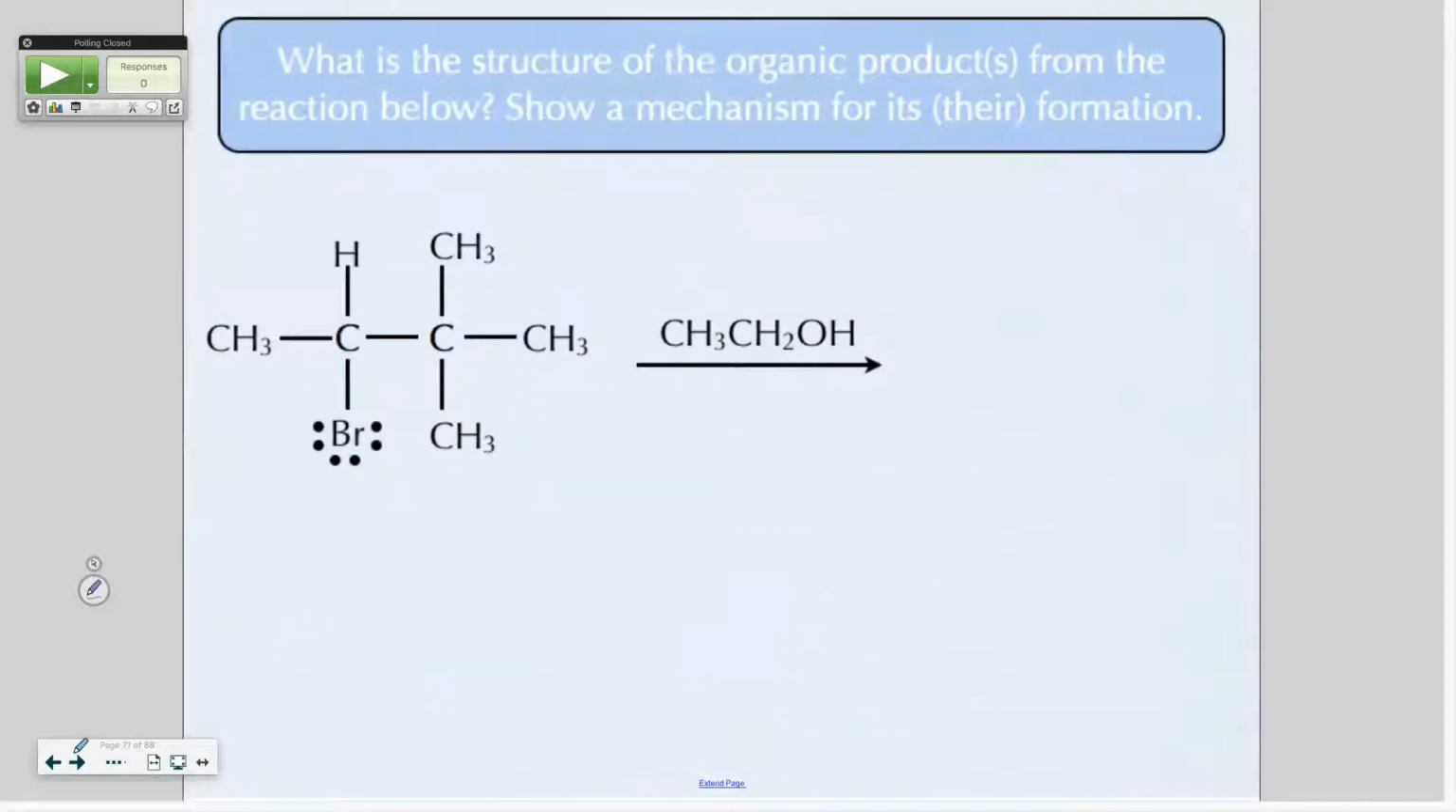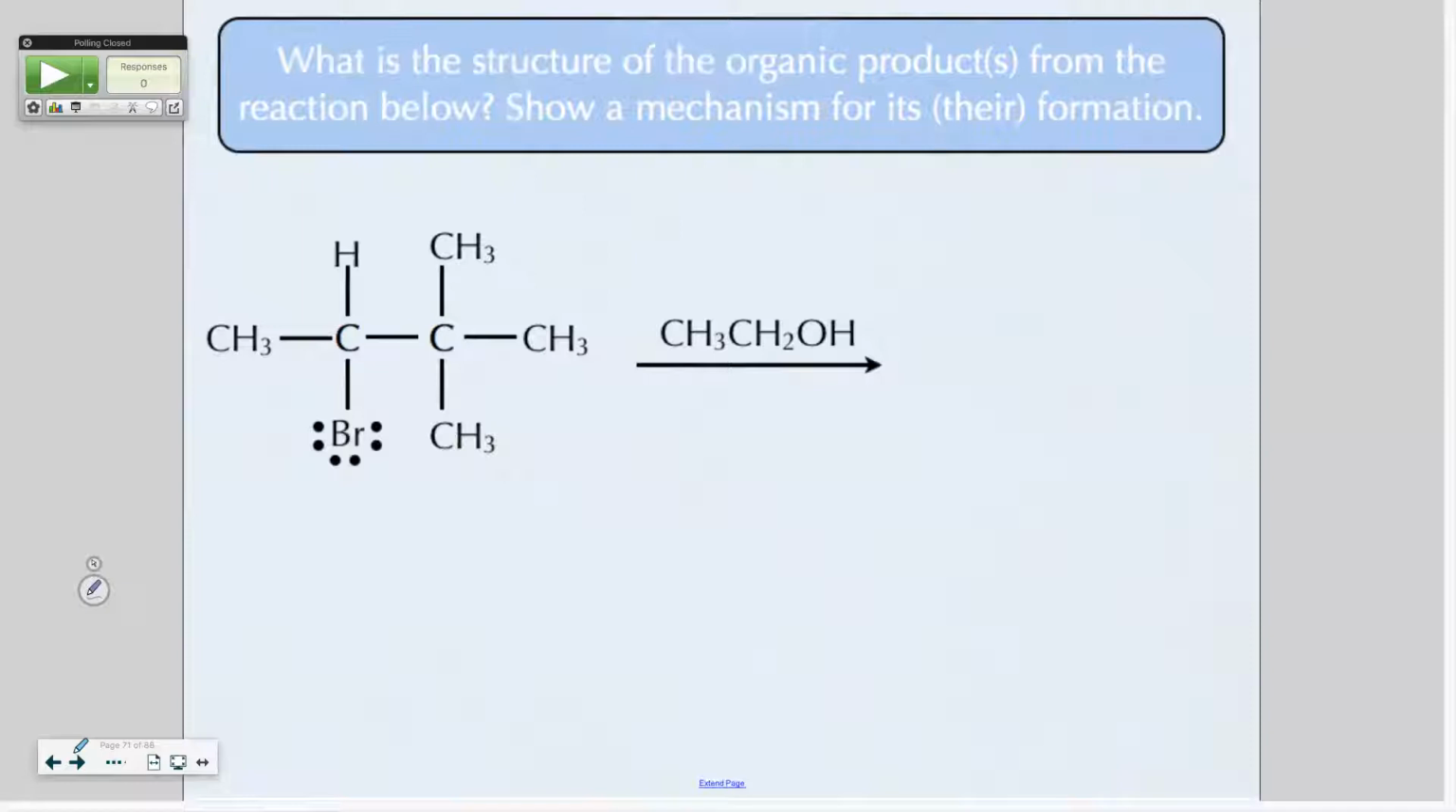All right. What is the structure of the organic product for the reaction below? Oh, products from the reaction below. Show a mechanism for their formation. You don't have that one? I think I just changed my order around a little.